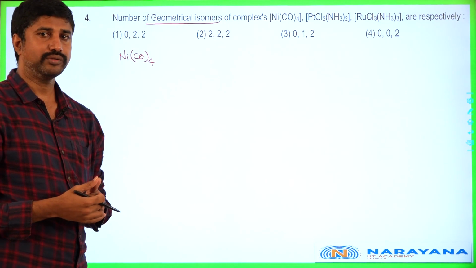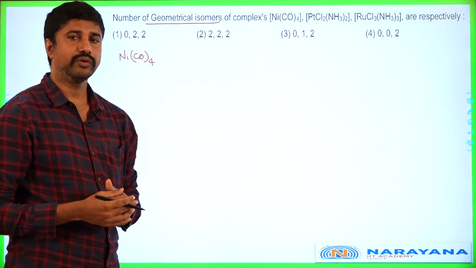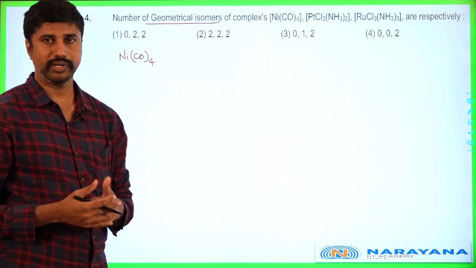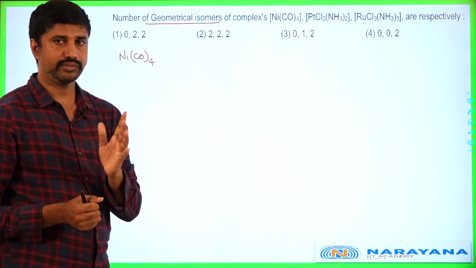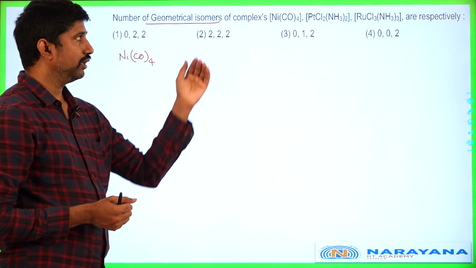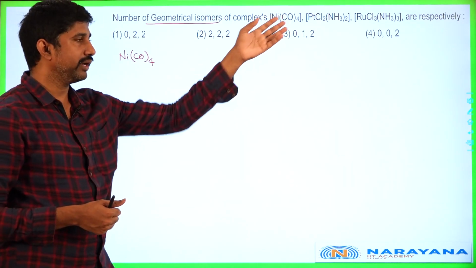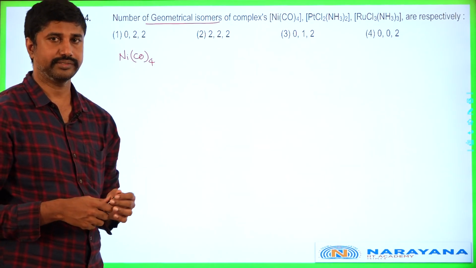So, geometrical isomerism is possible only in two cases, one is square planar complexes and the other one is octahedral complexes. So, geometrical isomerism is possible only for square planar and particularly the octahedral complexes of MA3B3 type, and geometrical isomers of MA2B2 type of square planar complexes.